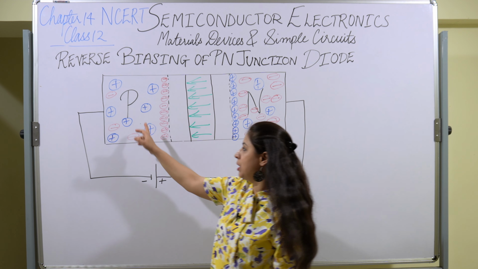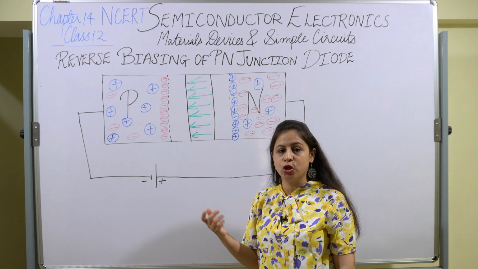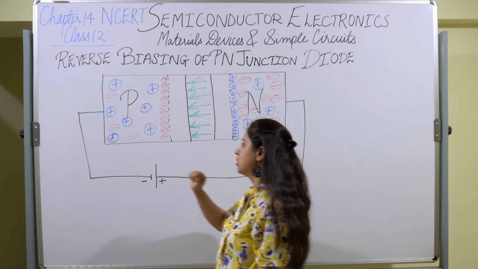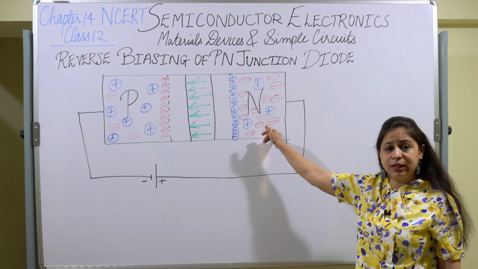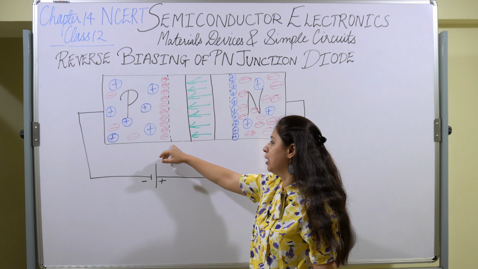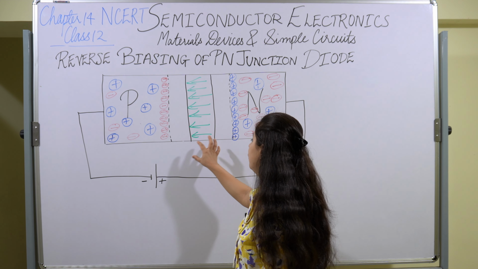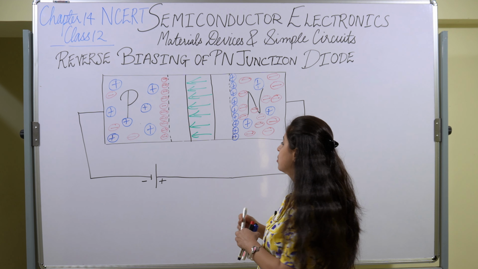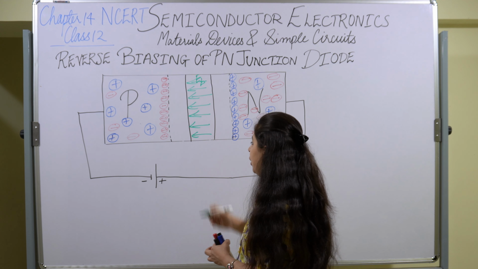So in the p-type semiconductor, we have many holes. The majority carriers are the holes and the minority carriers are the electrons. And in the n-type semiconductor, the majority carriers are the electrons and the minority carriers are the holes. So with these accumulated charges, we have got the potential barrier over here. The potential barrier previously was, let us say, EB. I have shown the potential barrier over here.